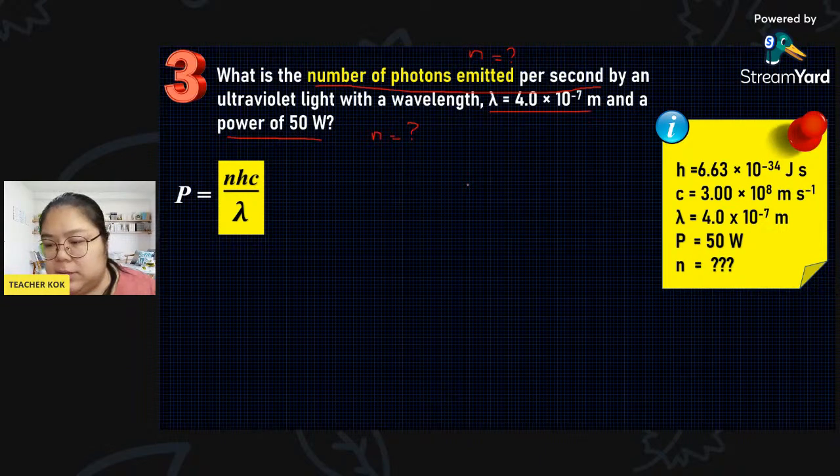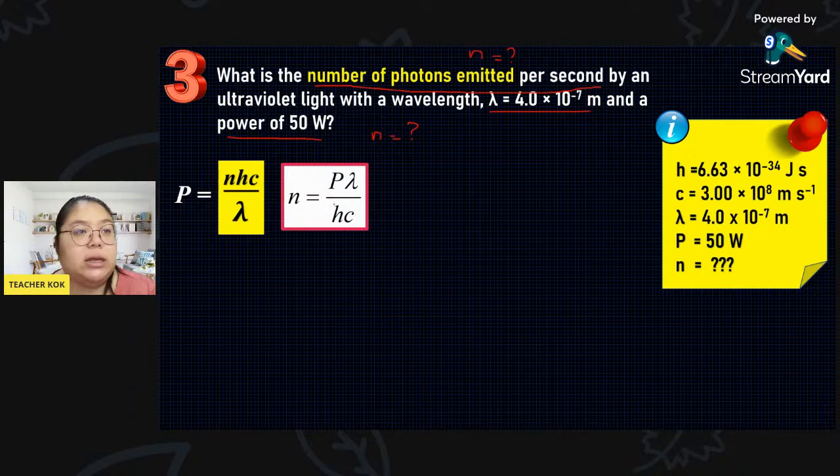Students can do the calculation now and get the correct answer. Remember, what's the unit for N? It is the number of photons per second. So give me the answer for N. This one needs a bit more calculation, because you need to multiply the H, multiply the C, and for N and P you need to change the positions. N is on one side, then P is the power, multiplied by the wavelength, over H and also C.